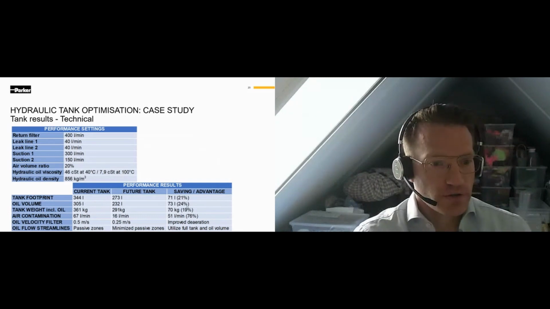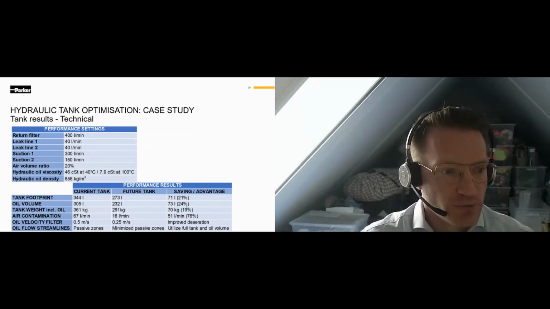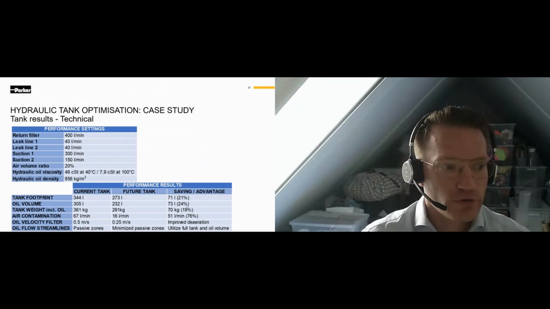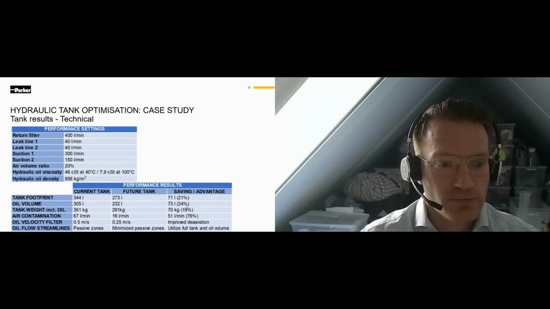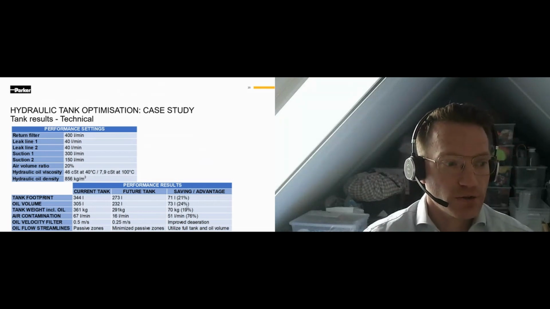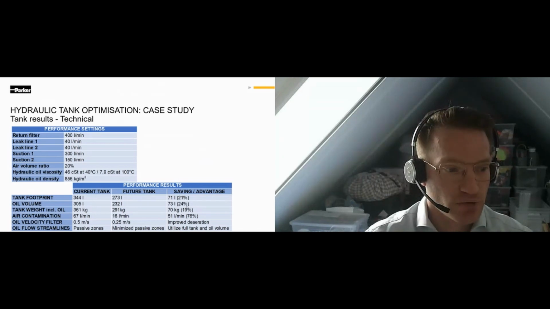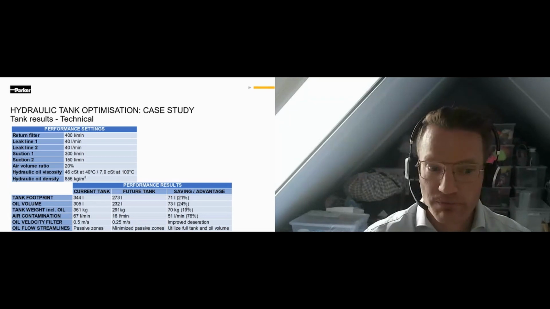Some results, and again, we need to do this fairly quickly because time is running out. Tank footprint reduction, 21%. Oil volume reduction, 24%. Overall weight reduction, 19%. Air contamination reduction, 76%. So significant saving on deaeration. We have reduced the flow velocity by 50%. And we see that we've minimized the amount of passive zones and therefore utilizing the full tank volume.